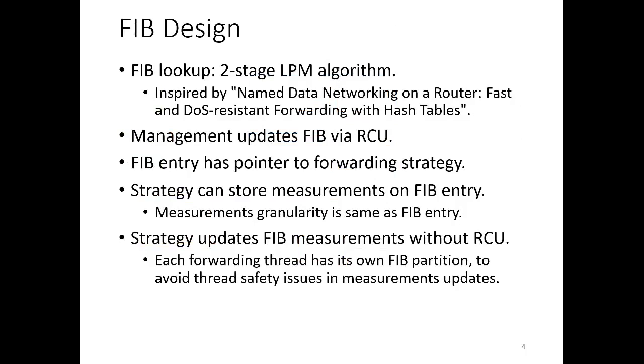If management wants to update the FIB, like inserting or removing next hops, it needs to do it through RCU, read-copy-update. This is to achieve thread safety. Then each FIB entry has a pointer to the forwarding strategy. A forwarding strategy is a function that determines how to forward the Interest. The strategy will have the opportunity to observe when the Data comes back and then store measurements, such as the round trip time of each next hop.